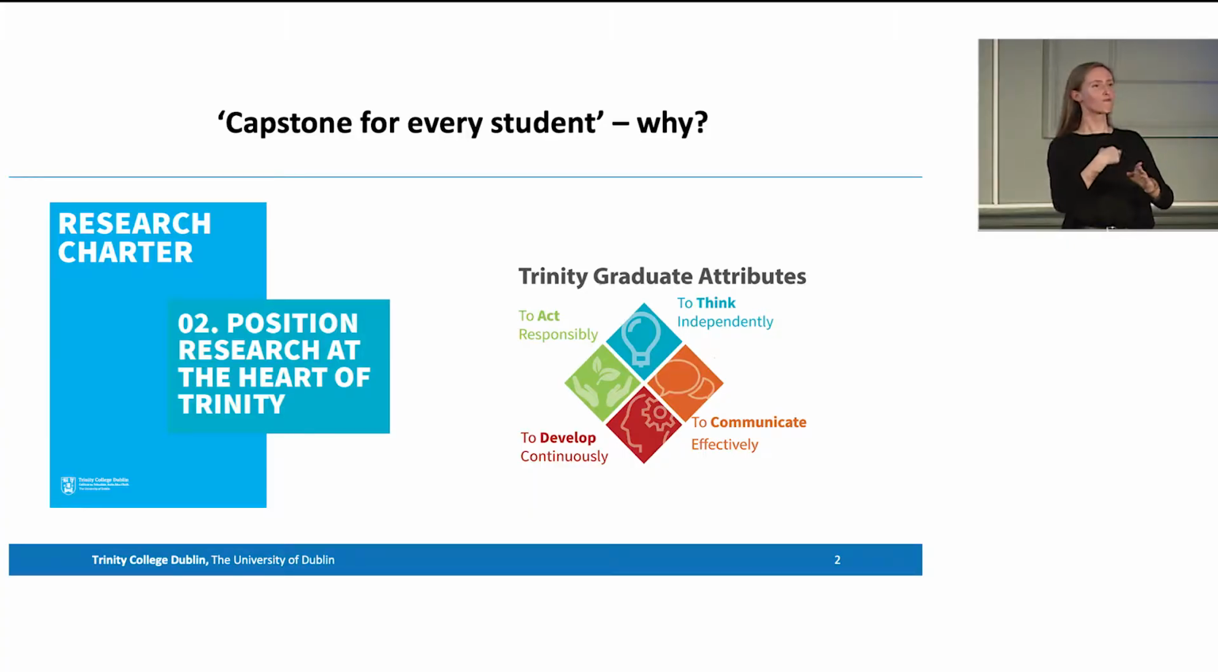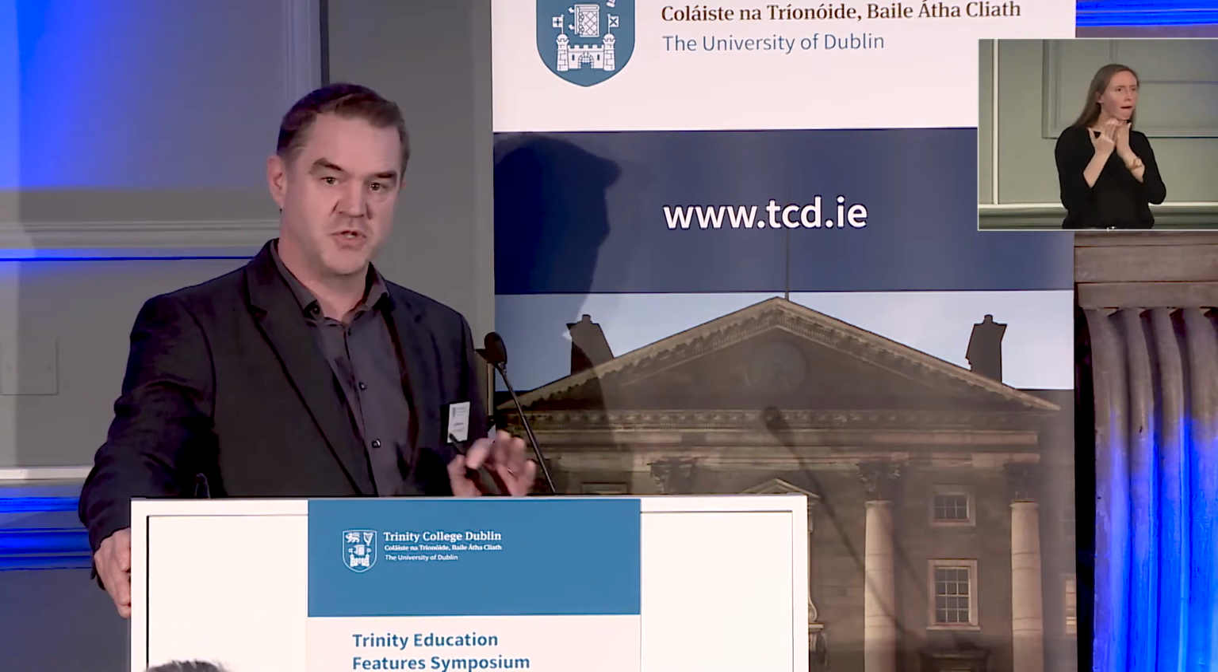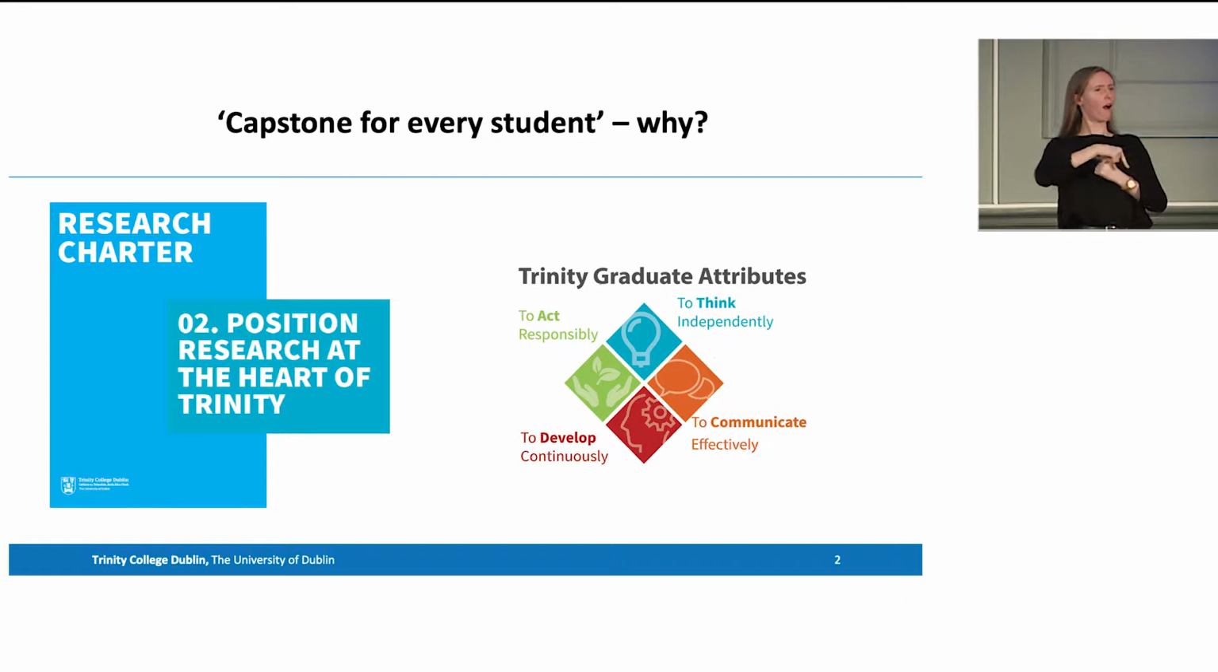So Capstone for every student, this is one of the rallying cries of the Trinity Education experience. We're very passionate about the idea that every single student gets to engage in meaningful research as part of their education experience. Research is really at the heart of Trinity, of who we are. It's reflected in lots of different strategic documents that we produce all the time. The recent research charter, one of our mandates is to position research at the heart of Trinity. So we're really excited about the fact that we can say that every single Trinity student that graduates from Trinity will have the opportunity to engage in meaningful research.